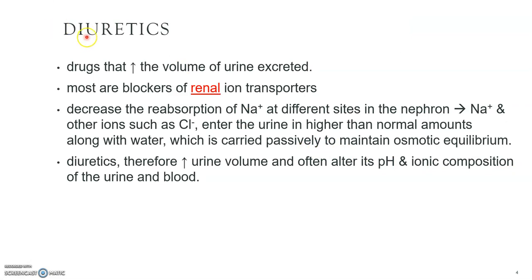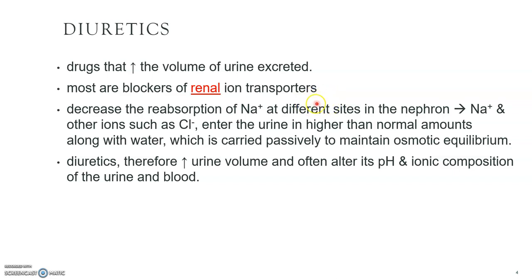Diuretics are drugs that increase the volume of urine excreted. They increase the amount of urine that is excreted from the body. Most of these diuretics are blockers, they are antagonists. They block renal ion transporters. What they do is basically decrease the reabsorption of sodium at various sites in the nephron. We have many sites in the nephron, at least 5 main sites.